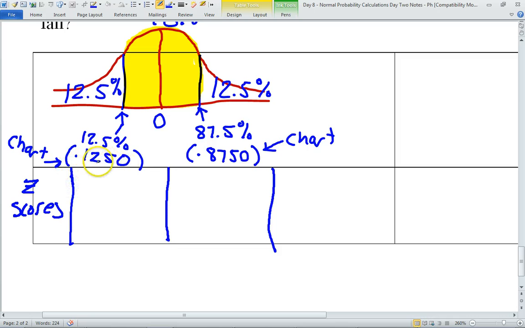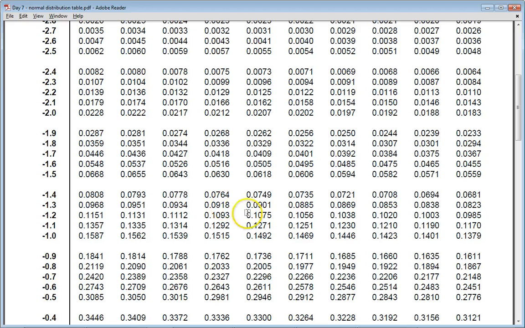Okay, so let's get the z-score from the 0.1250. Let's see, there's 0.1230, here's 0.1251. Okay, I don't think we're going to get any closer than that. So here we go. 0.1251. That's as close as we can get to 0.1250. It's one away. So let's translate that into the z-score.